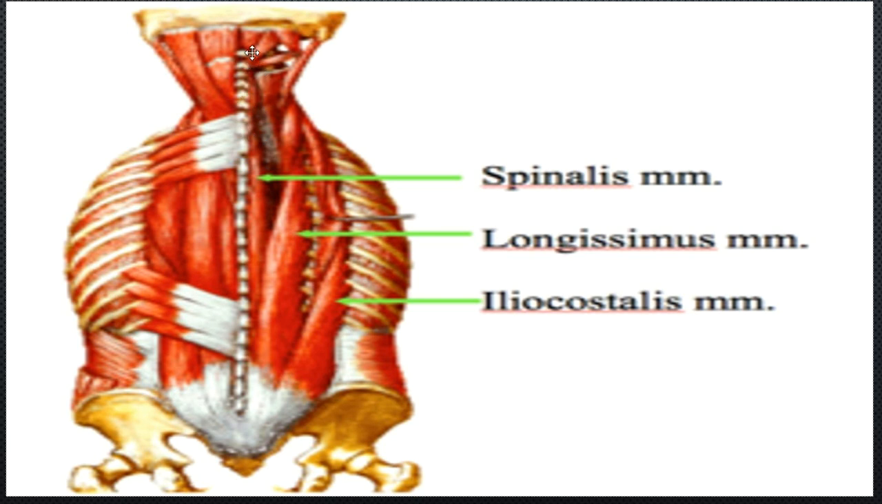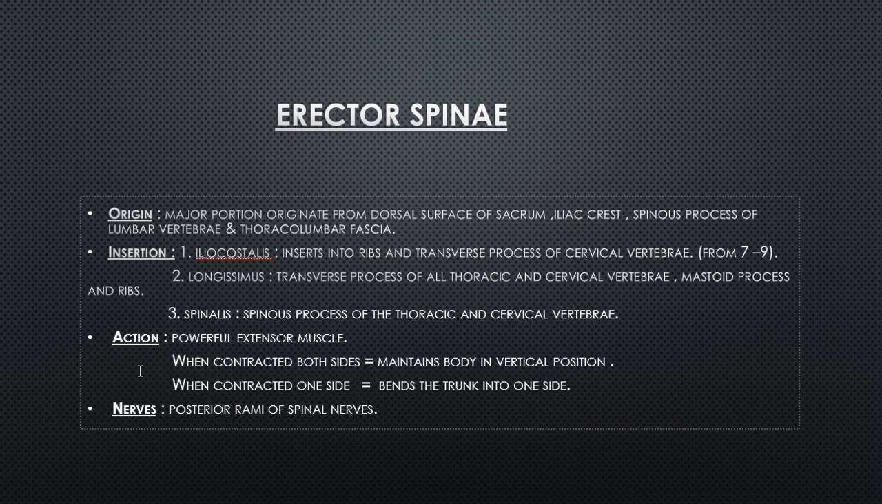The action of erector spinae is that it is a powerful extensor. When it contracts on both sides, it maintains the body in a vertical position. When contracted on one side, it bends the trunk to that side. The nerves are the posterior rami of spinal nerves.